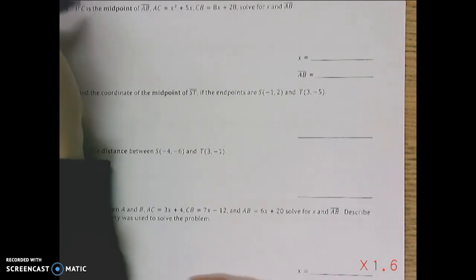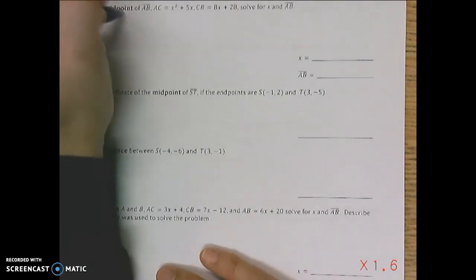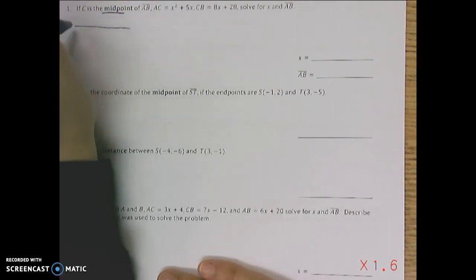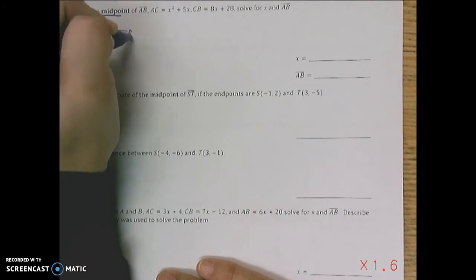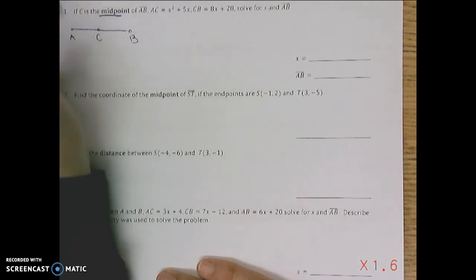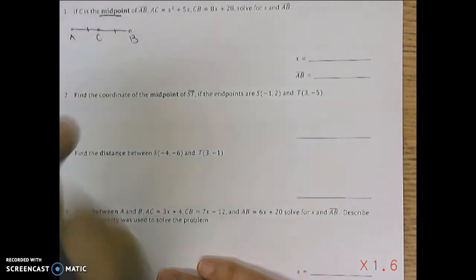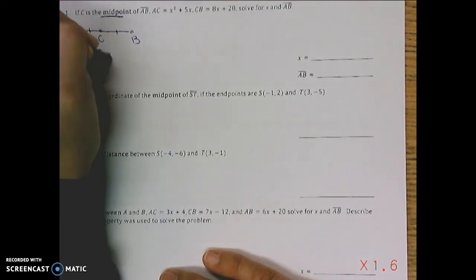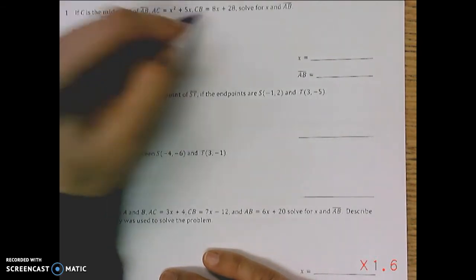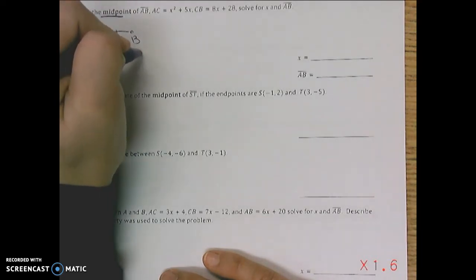We're starting with Chapter 1, Problem 1, and we're talking about a midpoint. So we have the segment AB, and in the middle of it is C, which means that AC and CB are equal to each other. Well, AC equals x squared plus 5x, which is equal to CB, 8x plus 28.